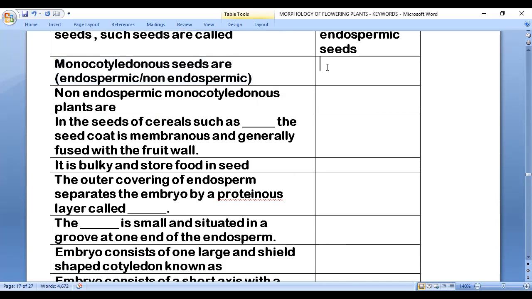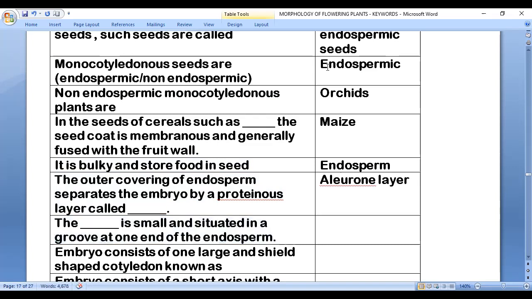Monocotyledonous seeds are endospermic. Non-endospermic monocotyledonous plants are orchids. In the seeds of cereals such as maize, the seed coat is membranous, generally fused with the fruit wall. The endosperm is bulky and stores food in the seed. The outer covering of the endosperm separates the embryo by a proteinous layer called the aleurone layer.